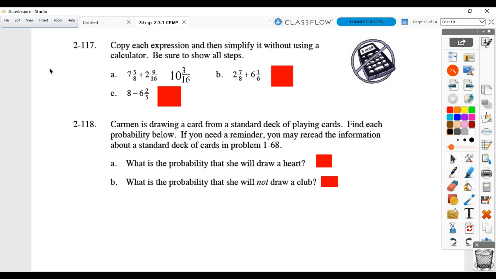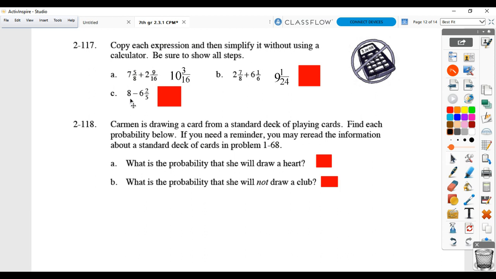If you need to, you can insert a picture from your notebook. For B, you should change them both to a common denominator. Least common denominator between 8 and 6 would be 24. So this would be 2 and 21 24ths, multiplying by 3 top and bottom. 6 and 4 24ths, multiplying by 4 top and bottom, which gives you 8 and 25 24ths, which again is an improper fraction or a fraction greater than 1. So then you change it to 9 and 1 24th. Again, make sure you've got the work shown.